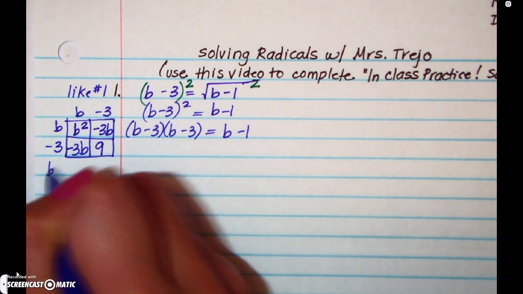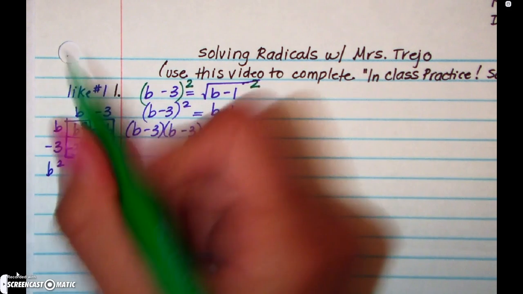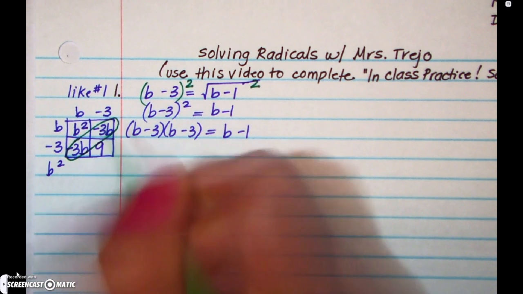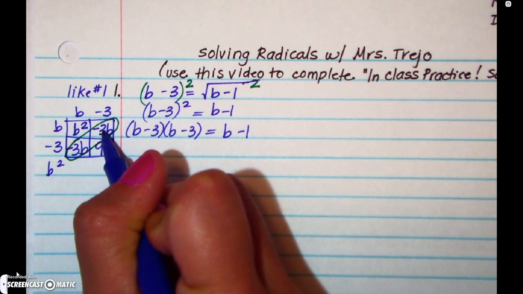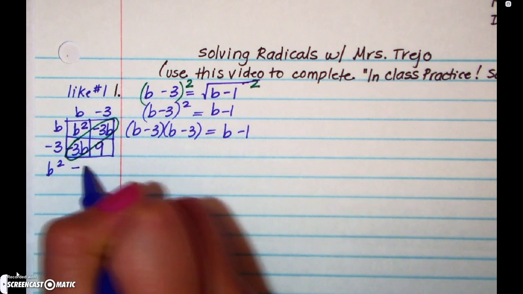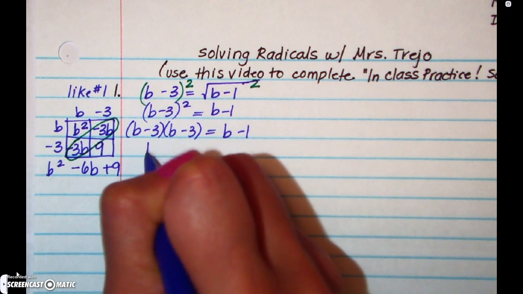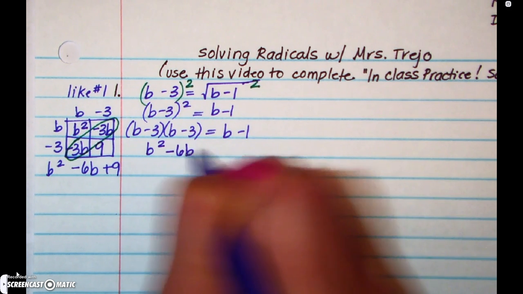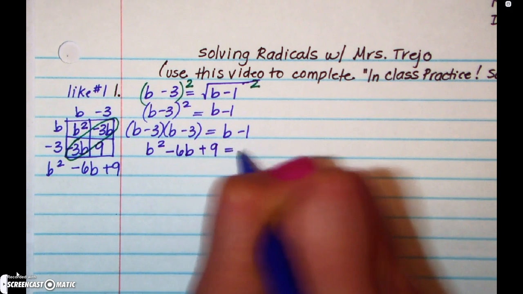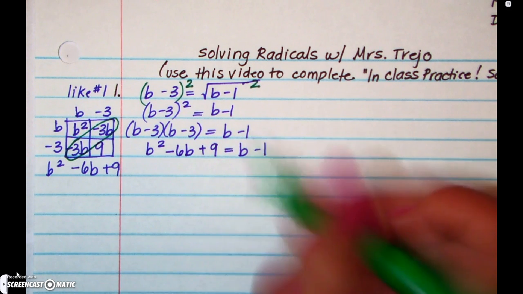Now, if you prefer to use x's instead of b's, that's fine with me. Okay, you're going to combine the like terms, which in this case is negative 3b plus a negative 3b gives you a negative 6b plus 9. So you can either expand this binomial by multiplying it using the box method, or you could do it using FOIL.